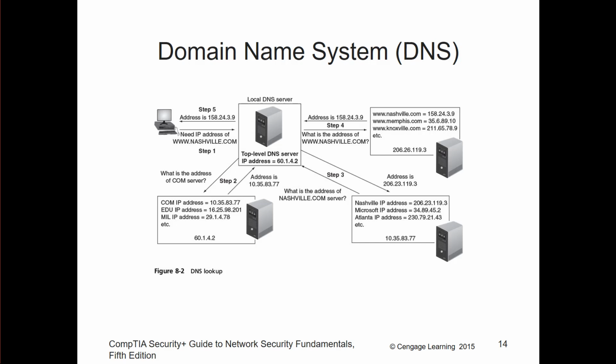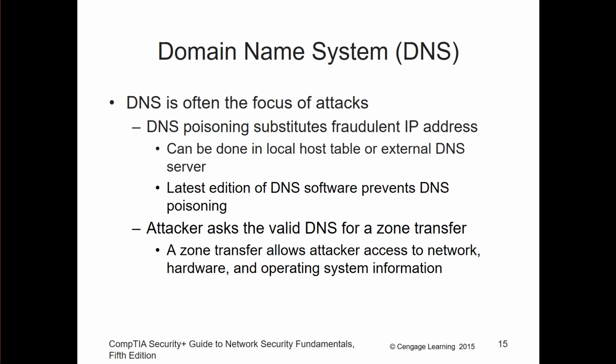Here we're looking for Nashville.com, so we're looking for the .com DNS. That should return an IP address for the .com DNS server, that'd be step 3. Step 3 will actually then translate it, the Nashville, and then from there should return its IP address, and then from there actually route to the appropriate server. That's how DNS lookup functions.